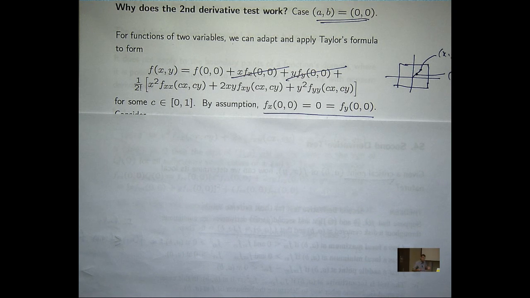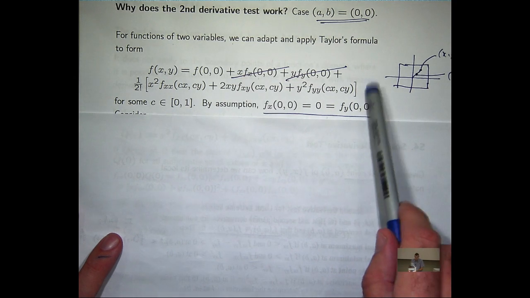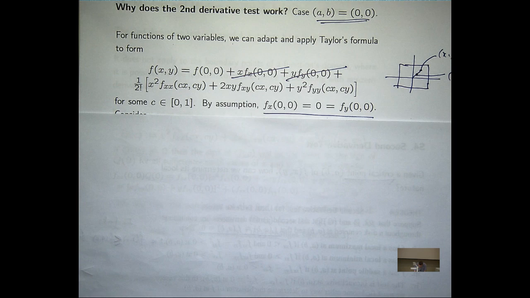If this big mess is negative, then the whole thing has got to be less than or equal to f of 0, 0. So that means f of x, y is less than f of 0, 0 for all x around 0, 0, not at 0, 0. So that would be the other case: 0, 0 would lead to a local maximum. So that's it. That's all the second derivative test involves.